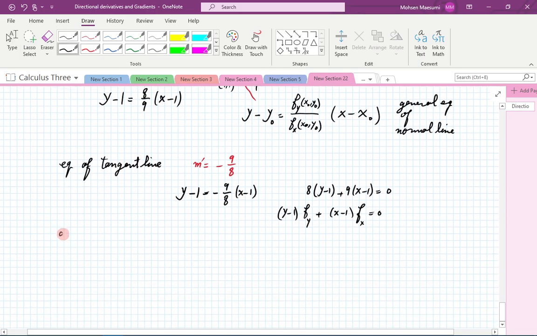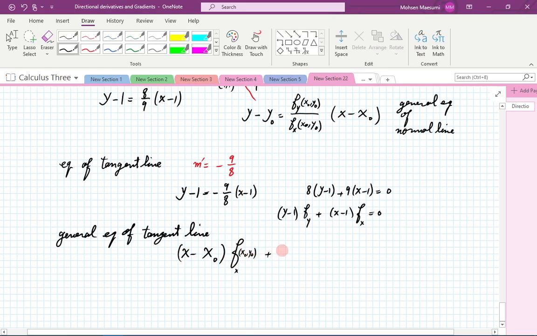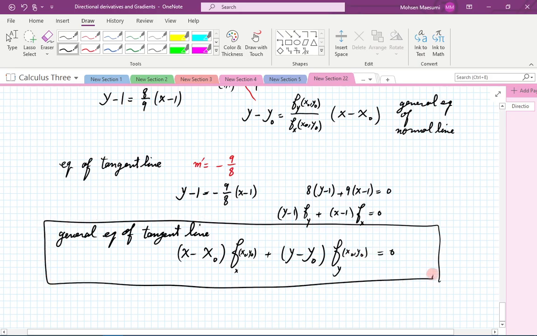So here is the general equation of tangent line. General equation of tangent line, let's write it nicely. x minus x of a given point times the partial derivative with respect to x at the point of interest plus y minus y0 times the partial derivative with respect to y, again at the same point. This is the equation of tangent line.